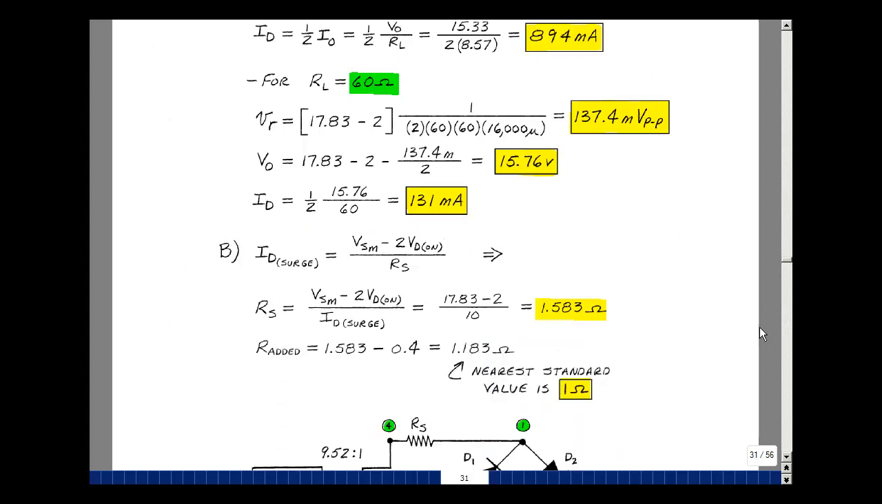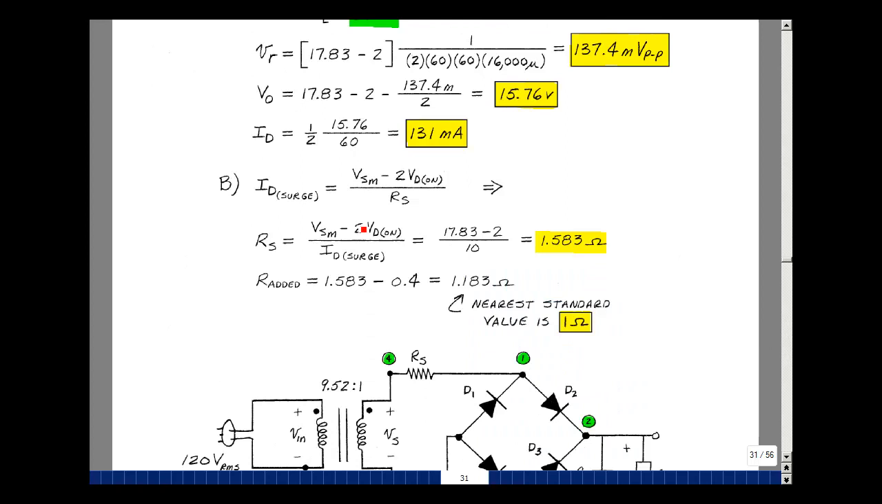Likewise, from that page 60, we had a formula for the surge current. It's V sub S maximum minus 2 diode drops divided by R sub S. We want to pick the value of R sub S to limit the current to 10 amps. We've got a V sub S maximum 17.83, 2 times 1, and then we want to have a 10 amp maximum. That gives me about 1.583 ohms that I need to add in series.